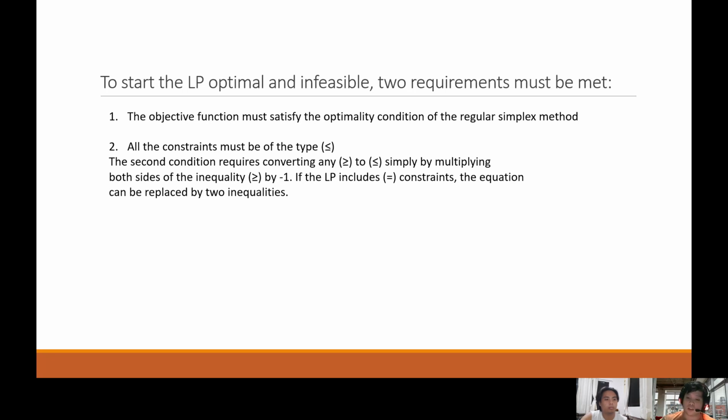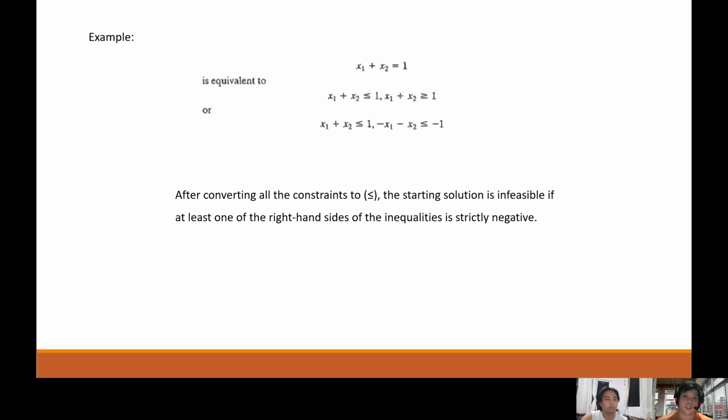If the LP includes an equality constraint, the equation can be replaced by two inequalities. An example: x1 plus x2 equals 1 is equivalent to x1 plus x2 less than or equal to 1 and x1 plus x2 greater than or equal to 1. So we change the greater than sign to less than, so x1 plus x2 is less than or equal to 1 and negative x1 minus x2 is less than or equal to negative 1.